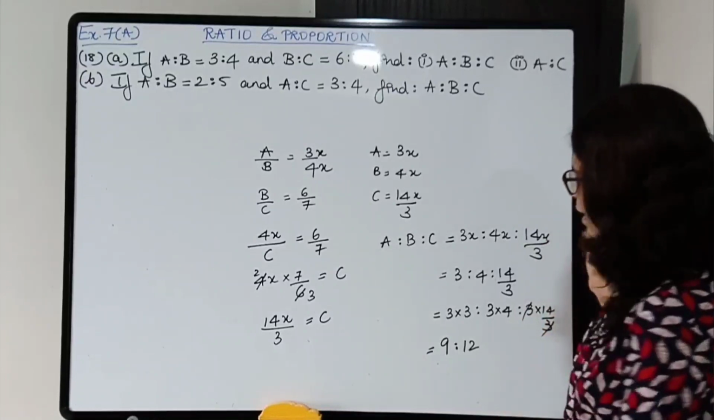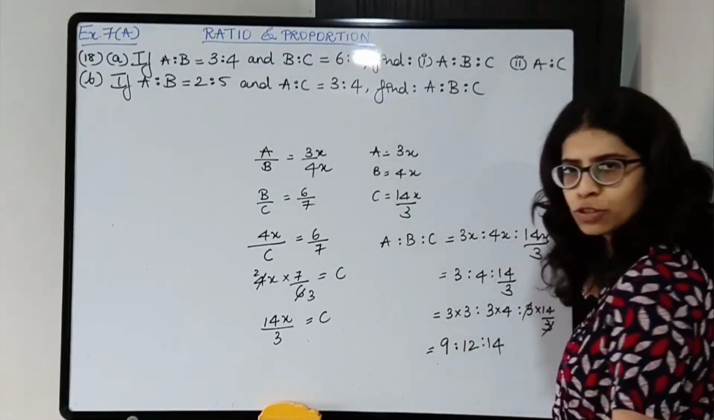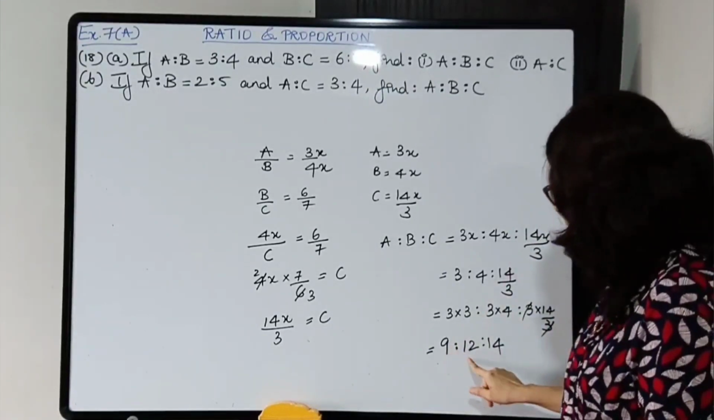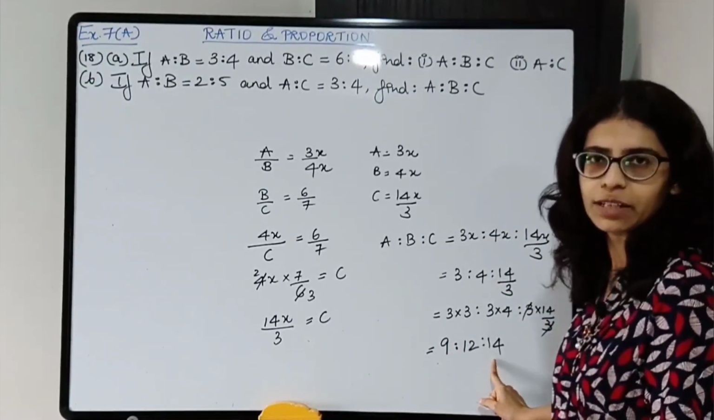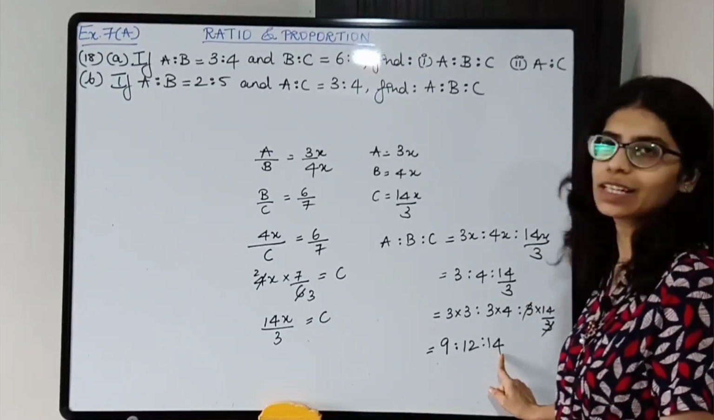And 3 will get cancelled, so you are left with 14. So now the denominator is removed. Okay, check the numbers. 9 is to 12 is to 14. Is there any common factor over here? No, there is no common factor which I can cancel out.